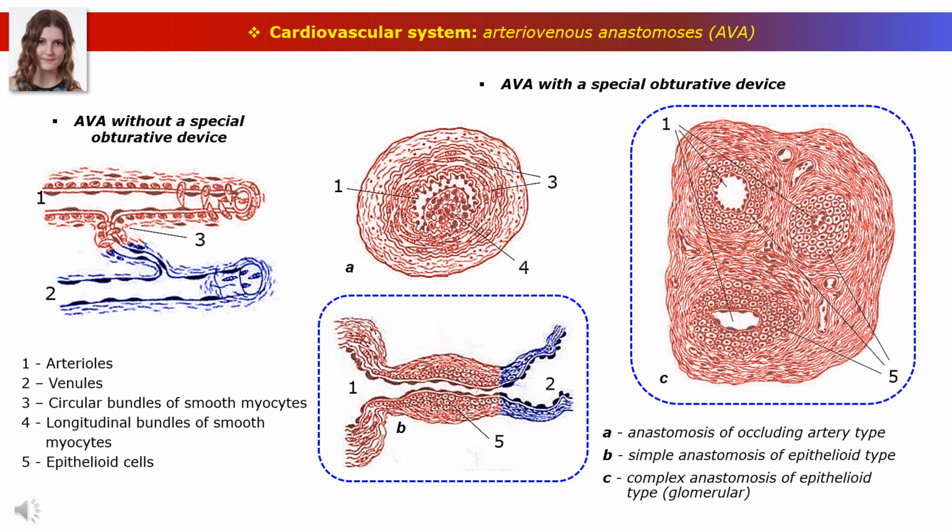Unlike anastomoses of occluding artery type, in which the blood flow is blocked due to the contraction of muscle cells, anastomoses of epithelioid type, which block the blood flow due to the permeability of cell membranes to water, are not susceptible to fatigue. To ensure regulation, the anastomoses are richly innervated.